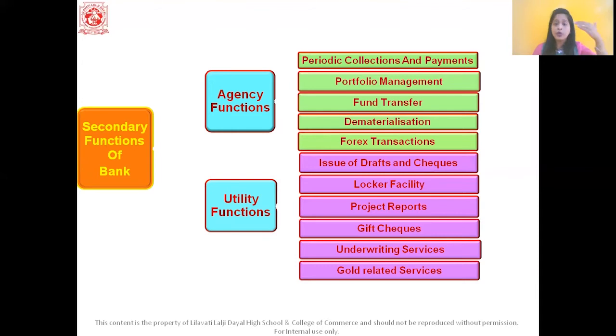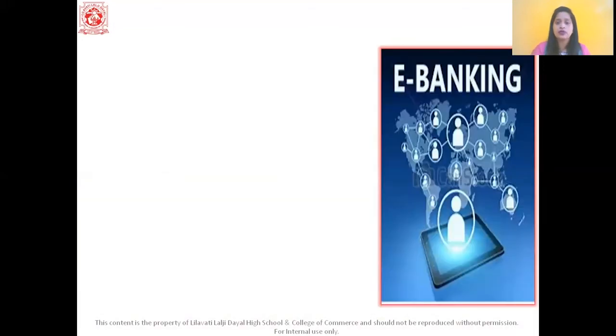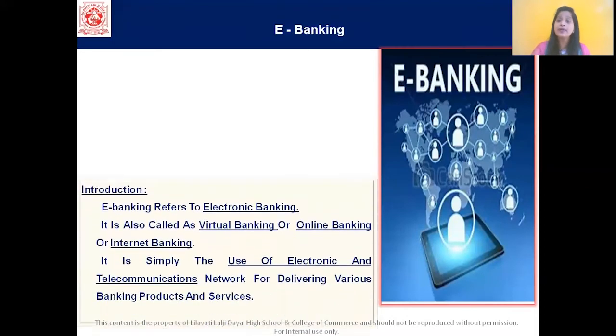Under agency, periodic collection and payment, portfolio management, fund transfer, dematerialization, and forex transaction. And under utility functions, you have issue of draft and check, locker facility, project report, gift checks, underwriting services, and gold-related services. Let us now move on to the next topic, that is e-banking.